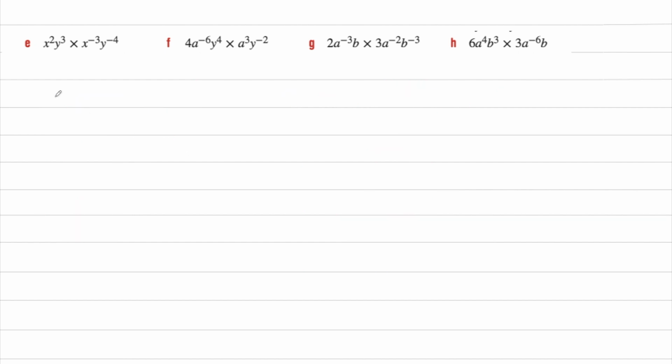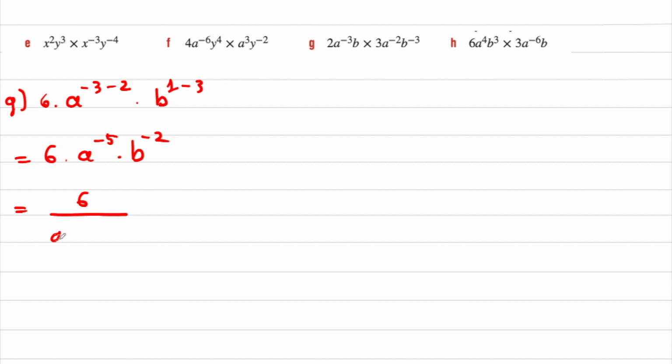Question G, about the constant number, you got 2 and 3 equal to 6. About a, minus 3 minus 2. B is 1 minus 3. And then 6, a to the power of minus 5, b to the power of minus 2, and then 6 over, converts from the numerator to the denominator for changing the power number. G, we done.